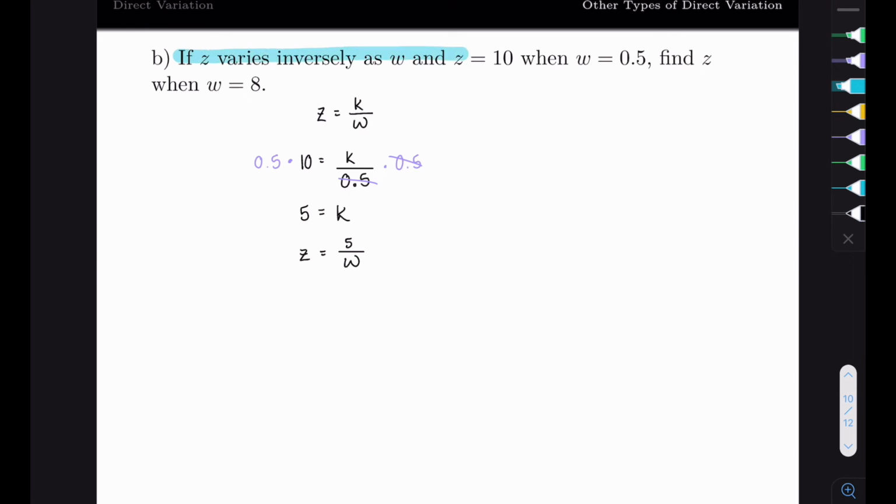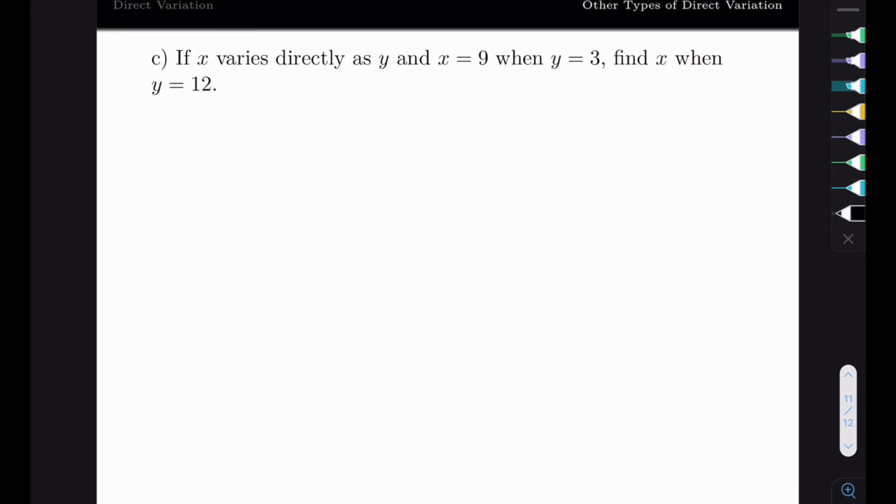So we've used all of these so far. Now we can answer this final question. We want to find what does Z equal when W equals 8. So plugging that in, Z is equal to 5 over 8. And then really you could leave it here. This does have a nice decimal, so you could actually write that out. Our Z value is equal to 0.625. Okay. So again, exact same approach as the last one, just a slightly different setup at the beginning.